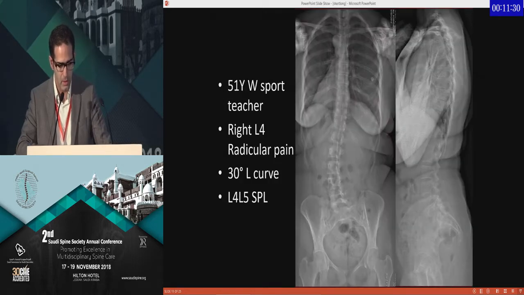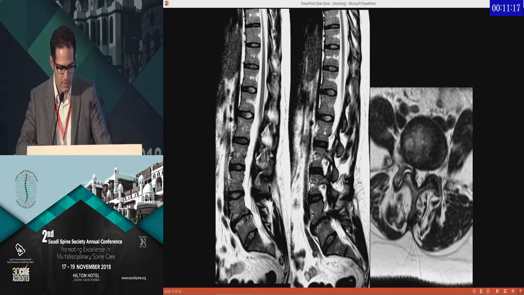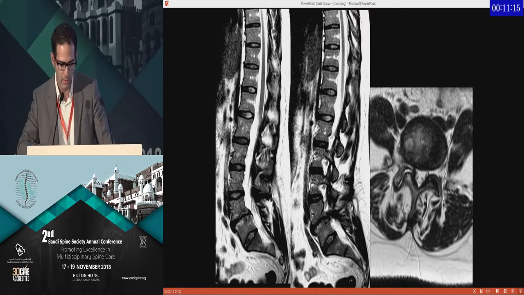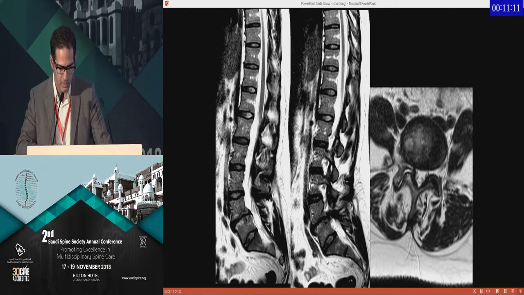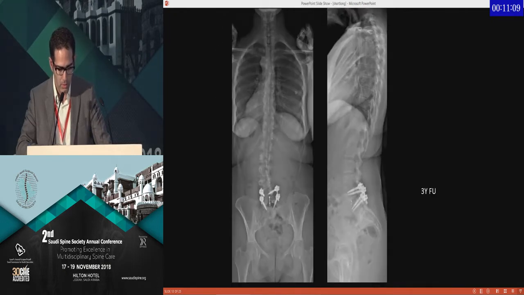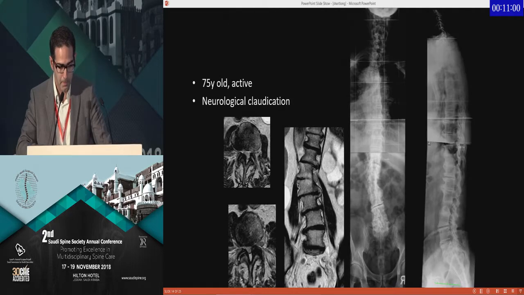So this is an example, a 51 years old sport teacher with right L4 radicular pain, left lumbar scoliosis of 30 degrees with spondylolisthesis L4, L5 with obvious L4-5 degeneration and foraminal stenosis. So she underwent just the L4, L5 fusion, and at 3 years follow-up, the scoliosis is stable, and the patient was happy to keep her flexibility.